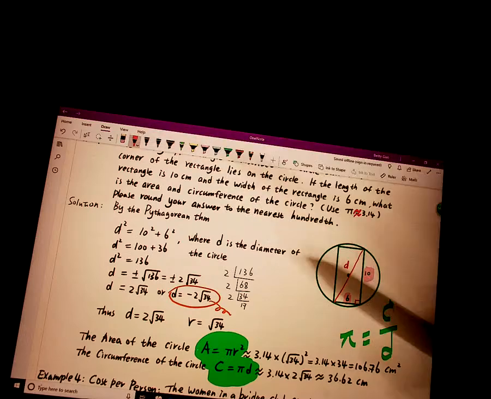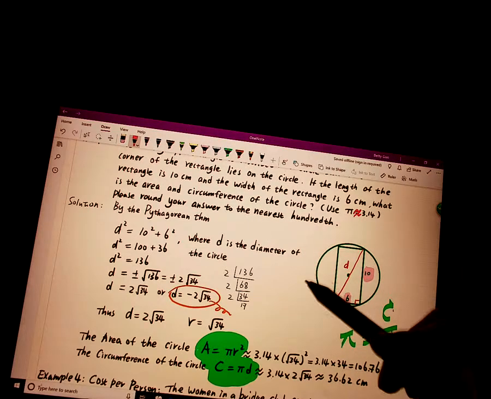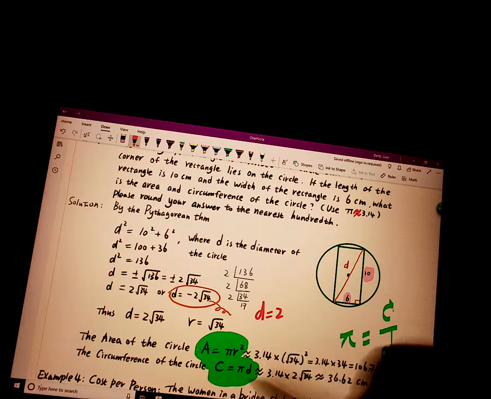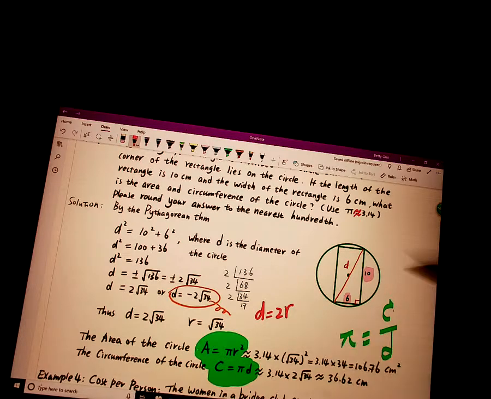Do we know the connection between diameter and radius? Diameter is twice the radius, okay? The radius is the distance between the center of the circle and any point on the circle. Twice the radius is the diameter. So do you see this line segment in red? That is the diameter, okay?